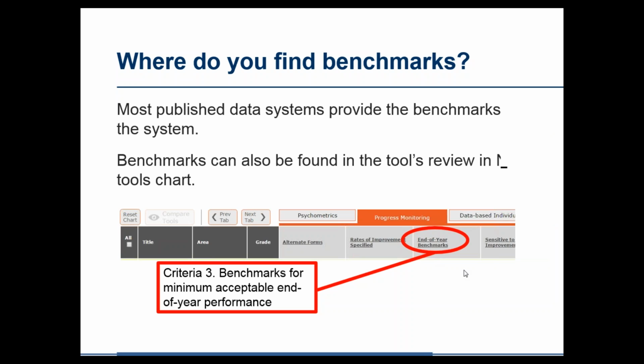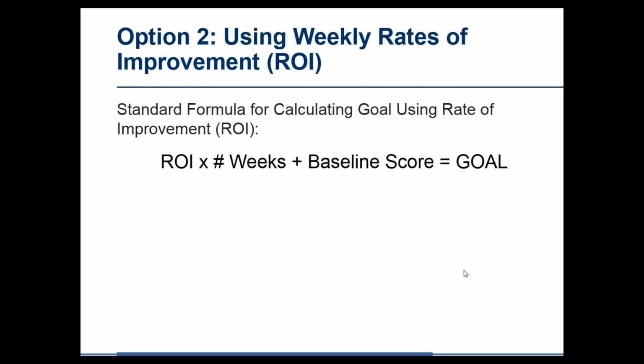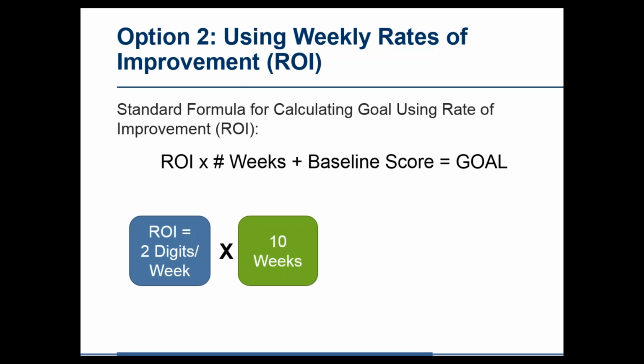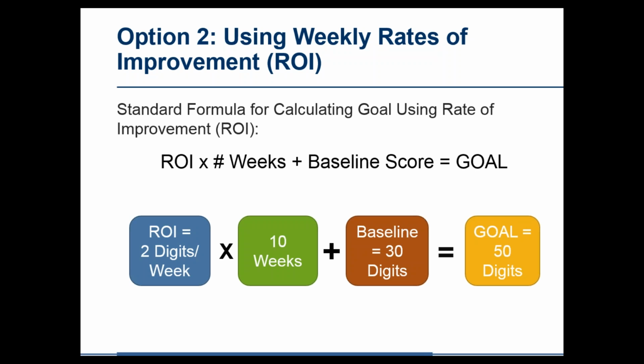We use a standard formula for calculating rates of improvement. We start with the rate of improvement, which was provided by the publisher, for example 2 digits per week. And then we multiply it by the number of weeks left in the intervention and add that to the baseline score. This allows us to set a goal that the student is likely to meet given the intervention.